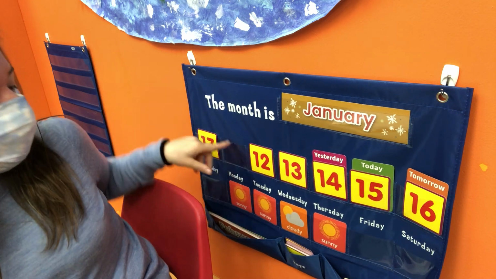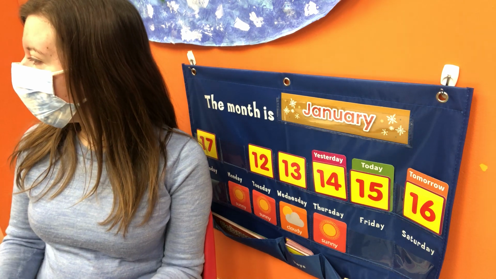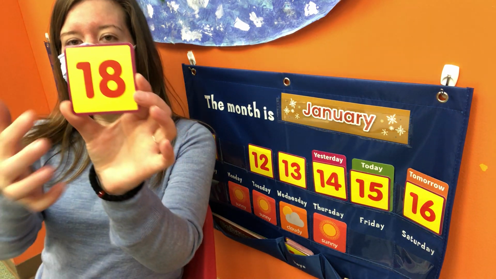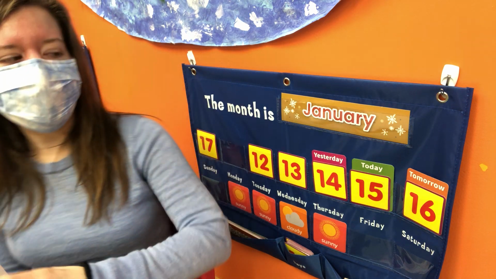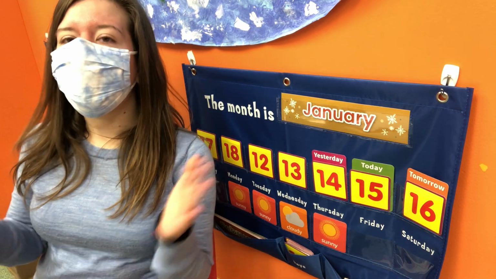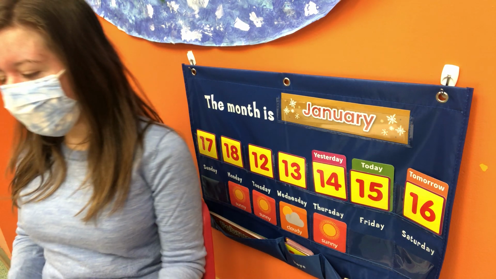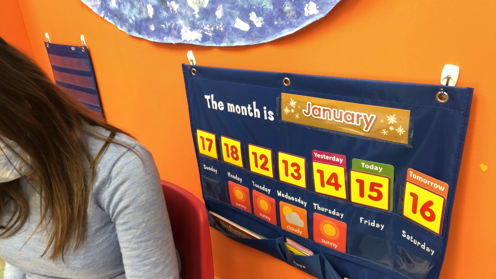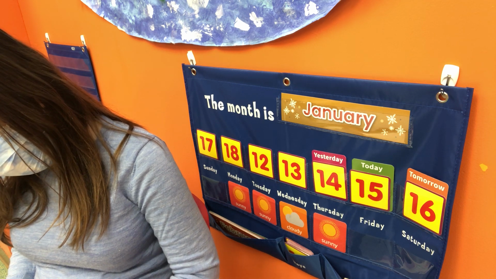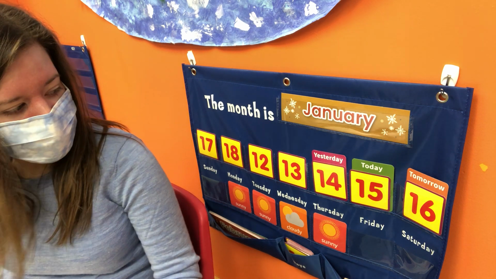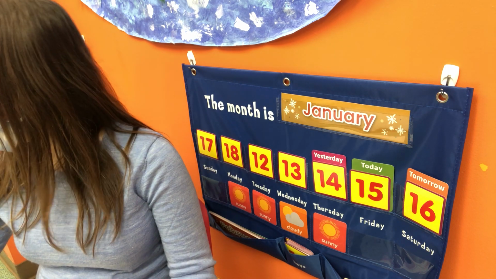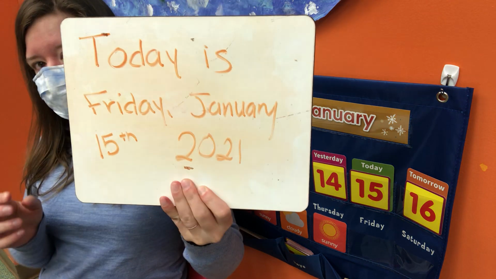And what number are we going to put for Monday? 18. And how does 18 look? A 1 and an 8. And then what number are we going to put for Tuesday when we come back? 19. A 1 and a 9. Good. So let's say this together.